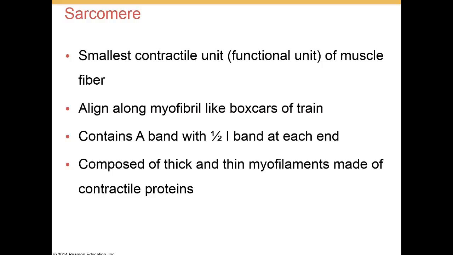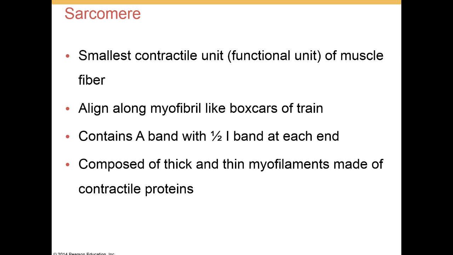So the sarcomere is the functional unit of muscle fibers. Each sarcomere is aligned along the myofibril like sort of little boxcars, so there's one right after each other. Each individual sarcomere contains an A band and half of an I band.